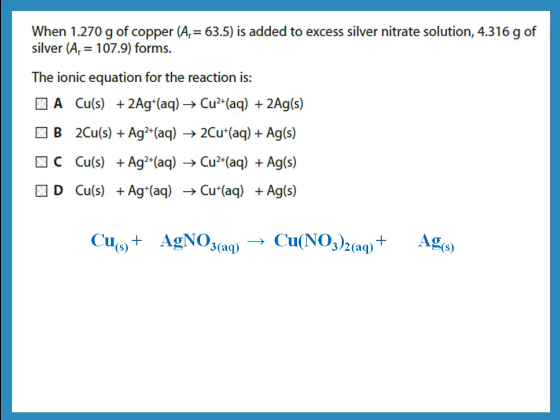How many copper before the arrow? 1. How many copper after the arrow? 1. Now, how many silver before the arrow? 1. How many silver after the arrow? 1. Now, how many nitrogens before the arrow? Before the arrow, I have 1 nitrogen.